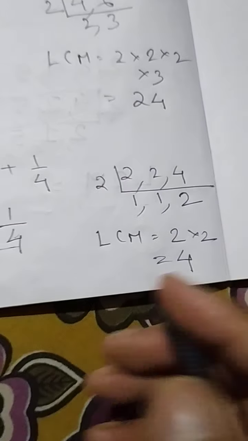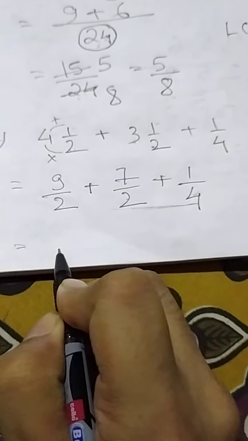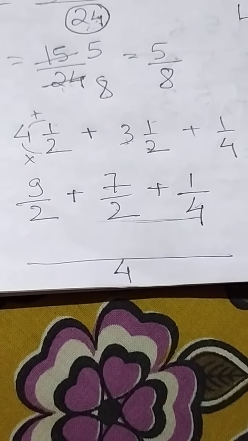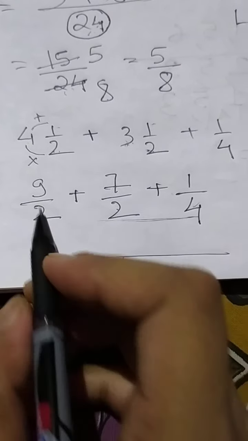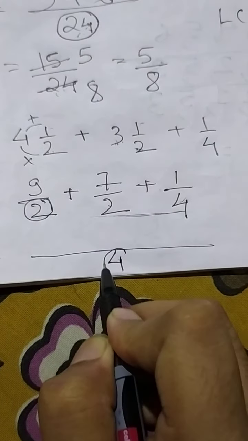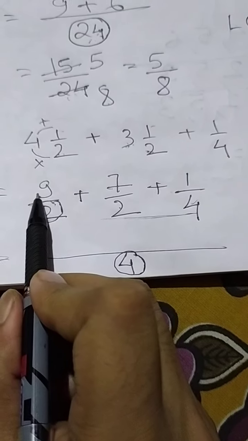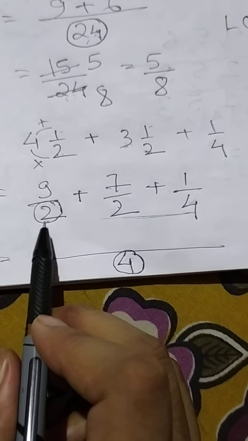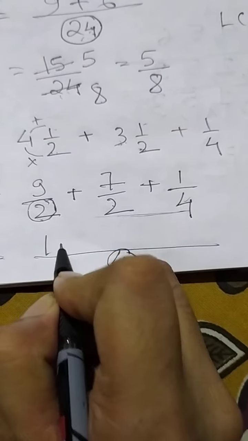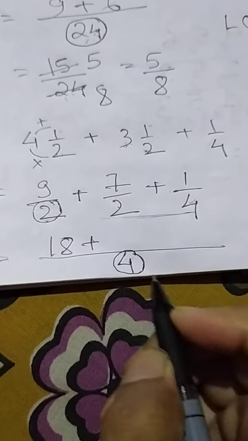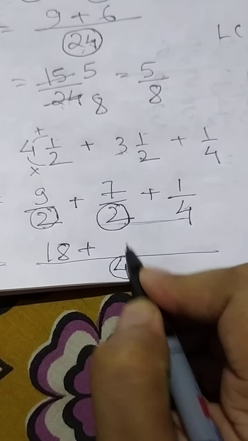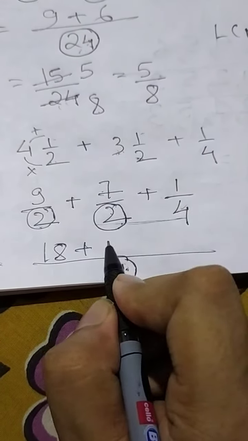Okay, so write down 4 here. Now first you have to divide this one. This 2 and this 4 you have to divide, and with the answer you have to multiply 9. So 4 divide 2 how much? 4 divide 2 is 2, and 2 into 9, 18. Plus, again this 2 you divide with 4. How much? 4 divide 2, again 2, and 2 into 7, 14.